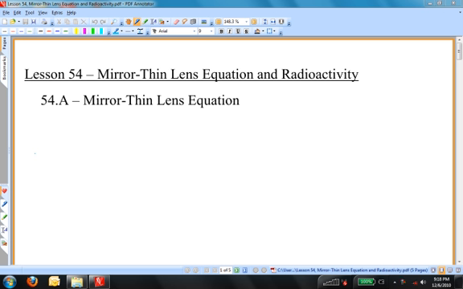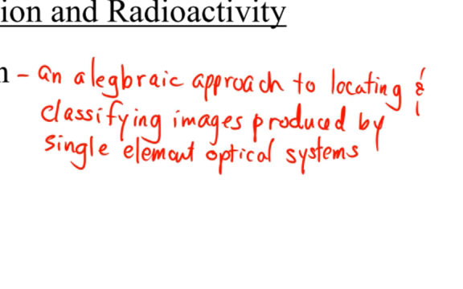We have been alluding to this lesson for some time now when we have sketched ray diagrams with mirrors and with lenses. And finally we come to this lesson where we see where the equation comes from. What we're going to do now is an algebraic determination of locating and classifying images of single element optical systems. This equation will work for both convex and concave mirrors and convex and concave lenses.